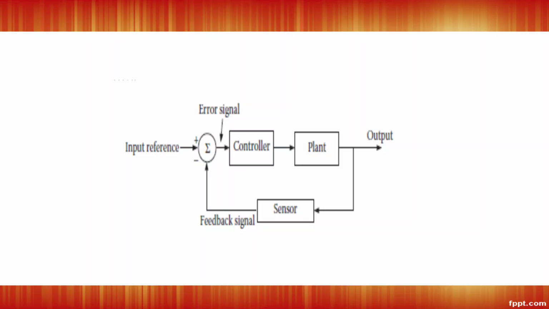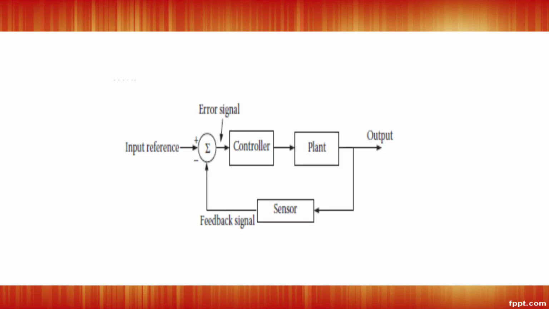So we have the input reference. This is what we want. For example, desired room temperature or desired position of a robotic arm. That may be an input reference. Next is the sensor. The sensor measures what is actually happening. For example, a thermometer is used to measure the temperature. An encoder is used to measure the robotic position.